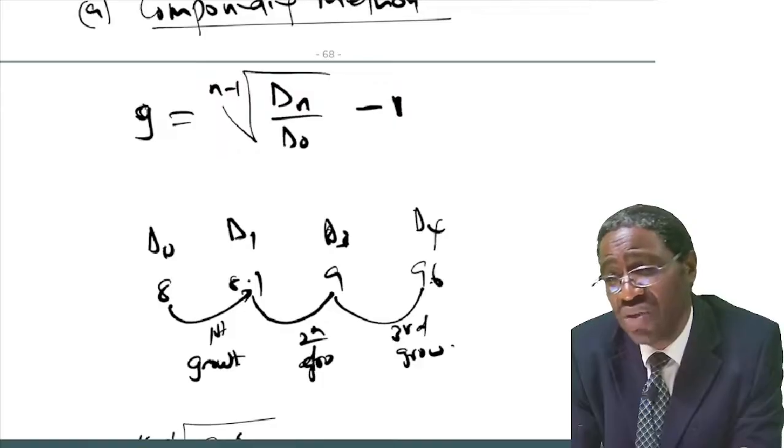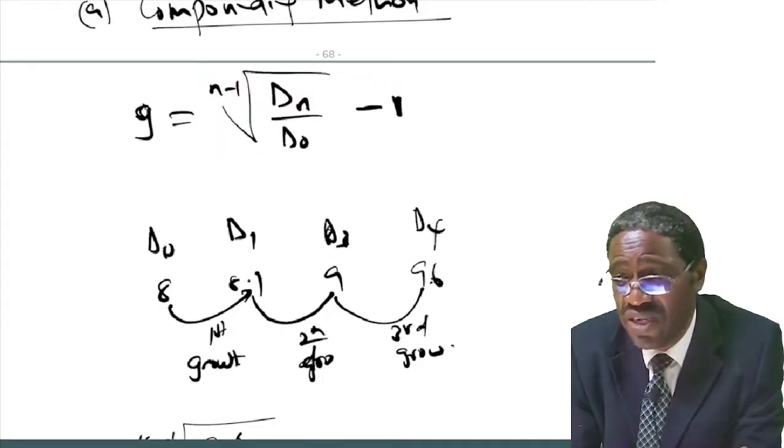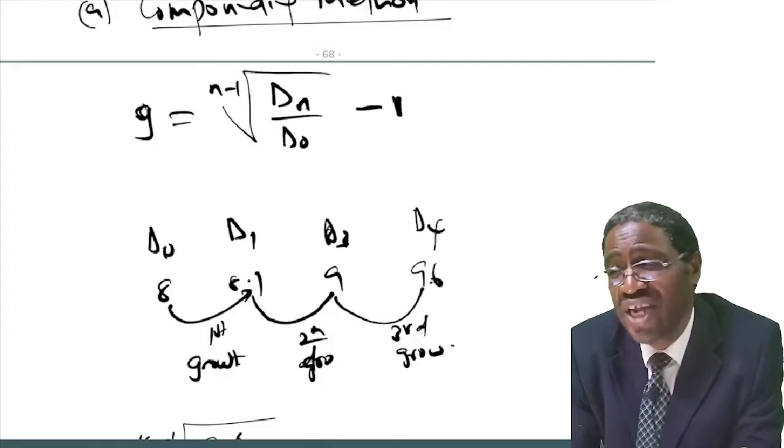D1, D note I've said is the last dividend. First dividend, sorry, D note. Dn is the latest dividend.